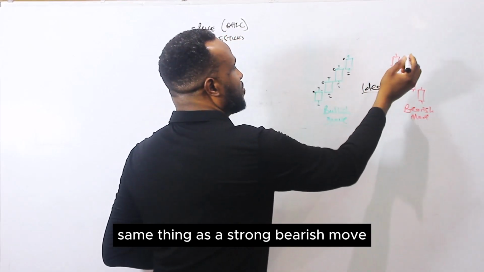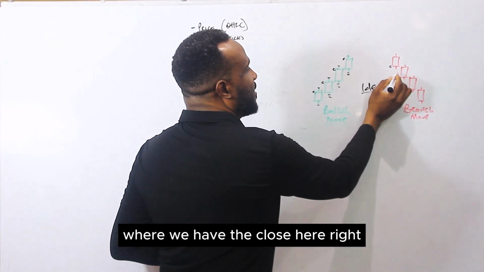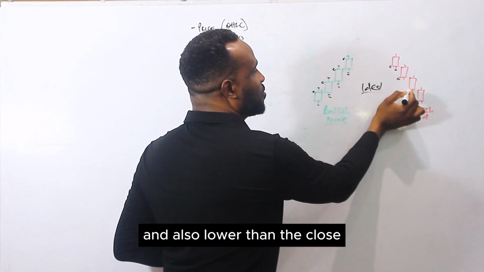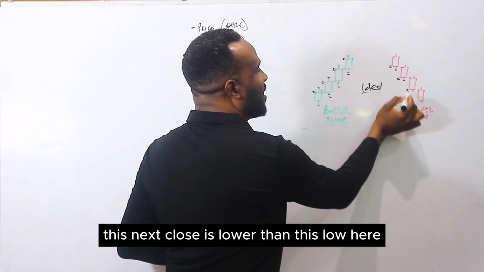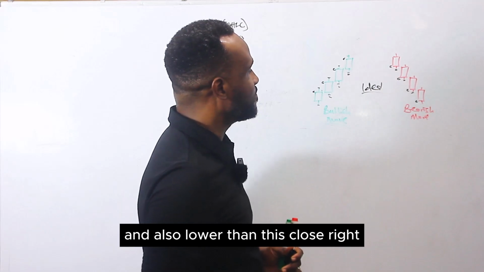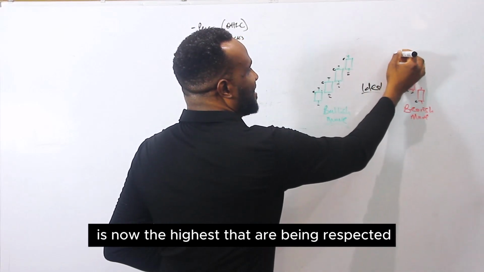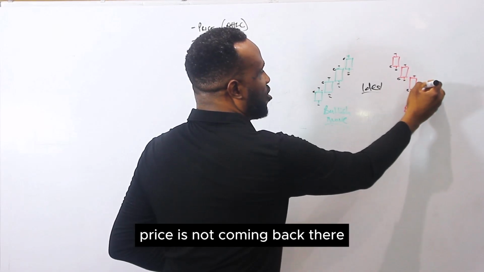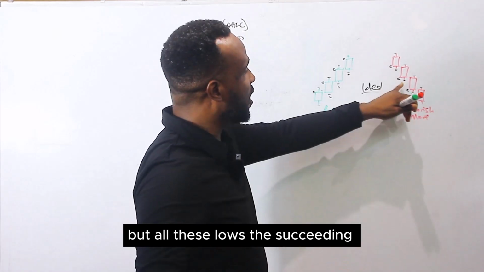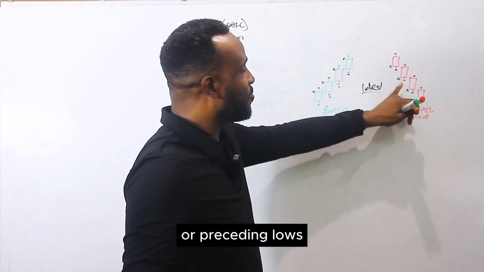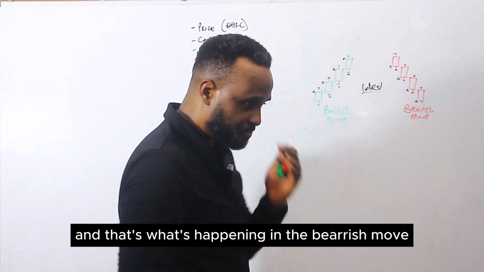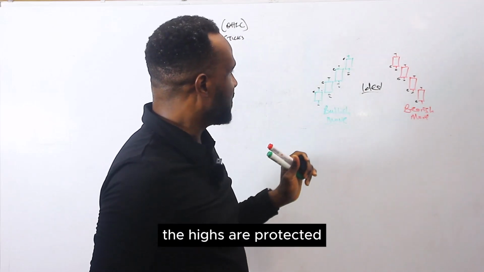Same thing as a strong bearish move, where we have the close here, right? Then the next close is lower than this low here and also lower than the close. This next close is lower than this low here, lower than the close. And then what you notice here is that it now is the highs that are being respected. Price is not coming back there, but the preceding lows are being taken out by the current low, right? And that's what's happening in a bearish move. So that's ideal, right? The highs are protected.